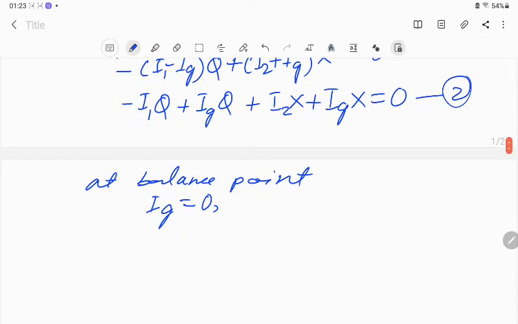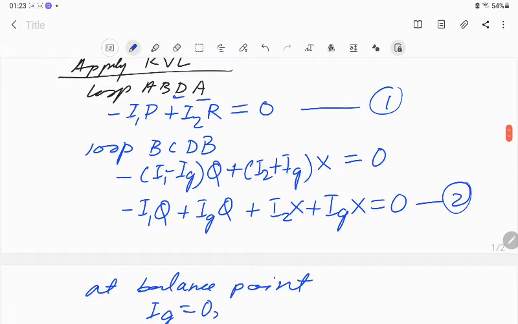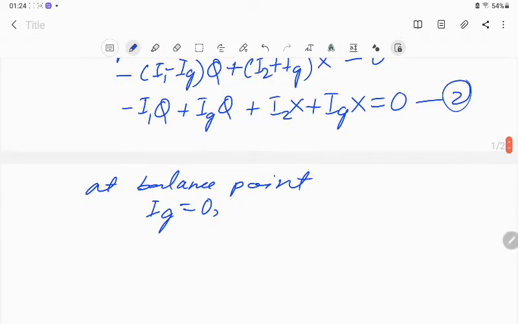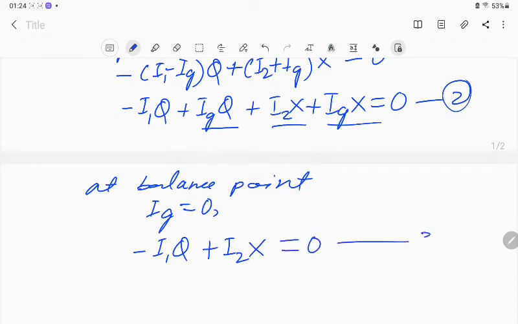So now equate this Ig equal to 0. In equation 1 there is no Ig, but in equation 2 we have Ig, so we have to put 0. So minus I1Q plus this one will be 0 because Ig is 0, 0 into Q is 0. And plus this one I2X, this one is also 0. So make this equation 3.